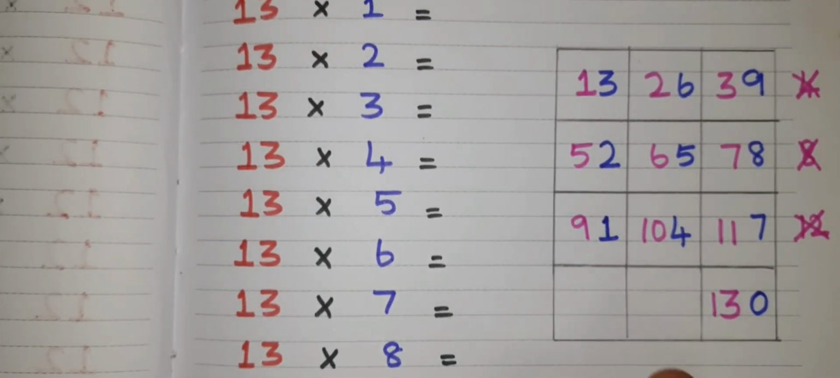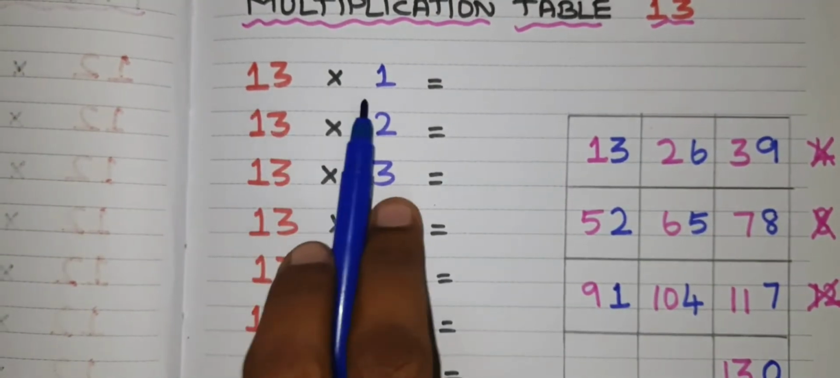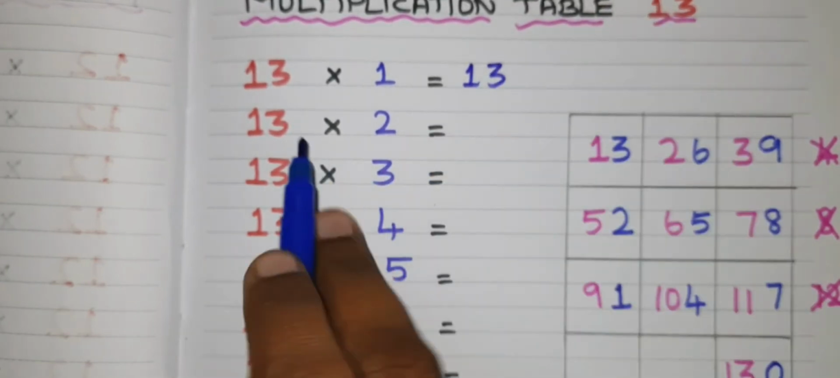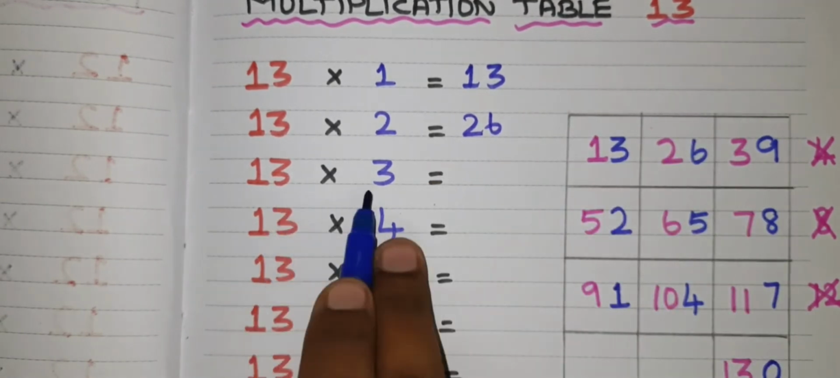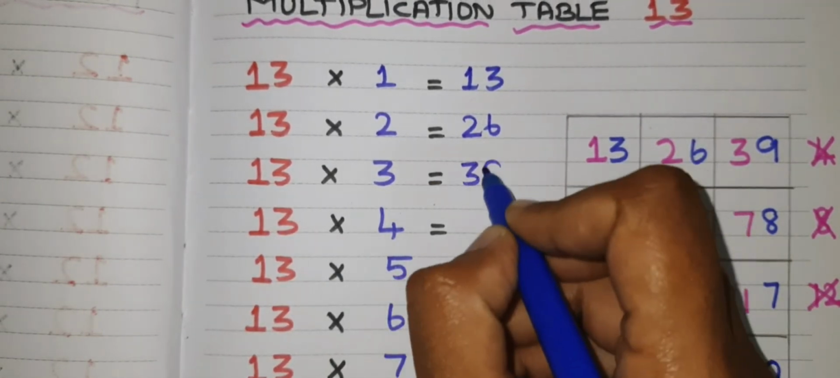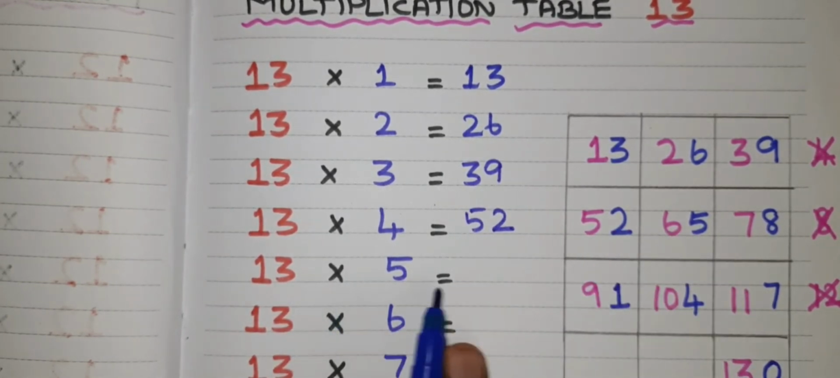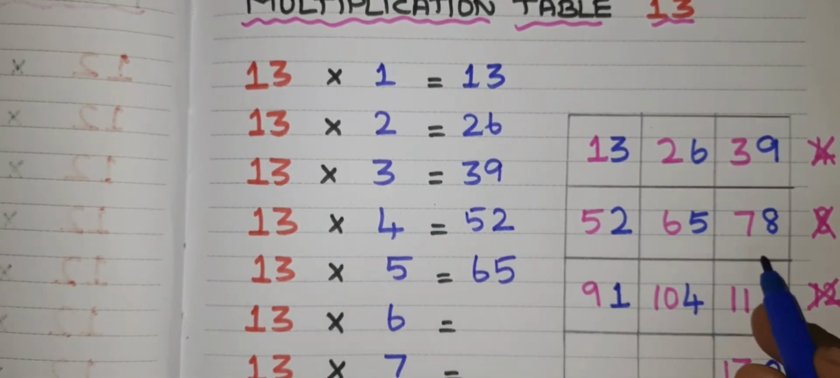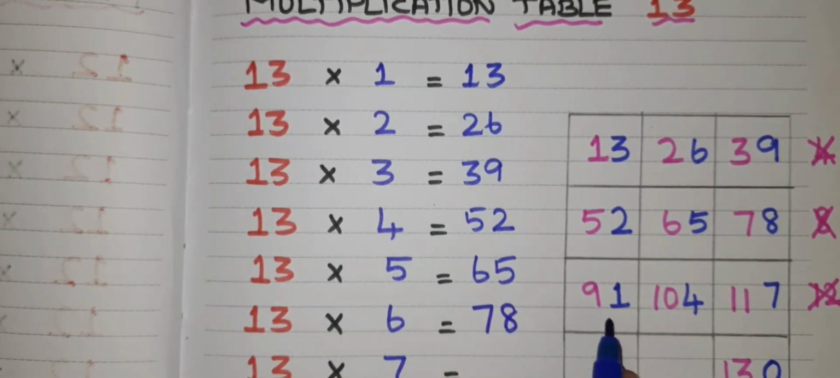Now, I am going to take these answers and copy here. 13 1 is 13. 13 2s are 26. 13 3s are 39. 13 4s are 52. 13 5s are 65. 13 6s are 78. 13 7s are 91.